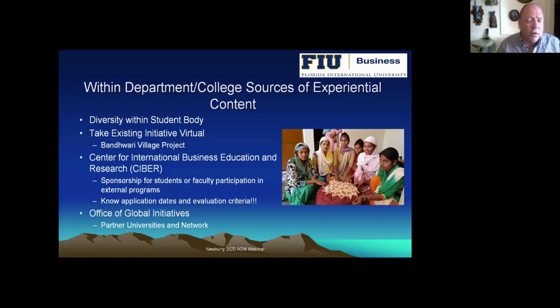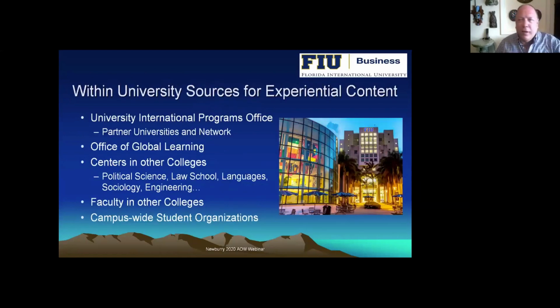And at FIU, we have an Office of Global Initiatives, but it's called different things at different universities, which basically is an office within the College of Business that promotes partnerships and networks with other universities. Taking advantage of these kinds of organizations can help you in coming up with experiential content. Within the university, and I'll go quickly because I know time is a consideration, we have a University International Programs office that has a similar network of universities that we partner with. We also have an Office of Global Learning, which is a very strong source of content that you may be able to build in your classes.